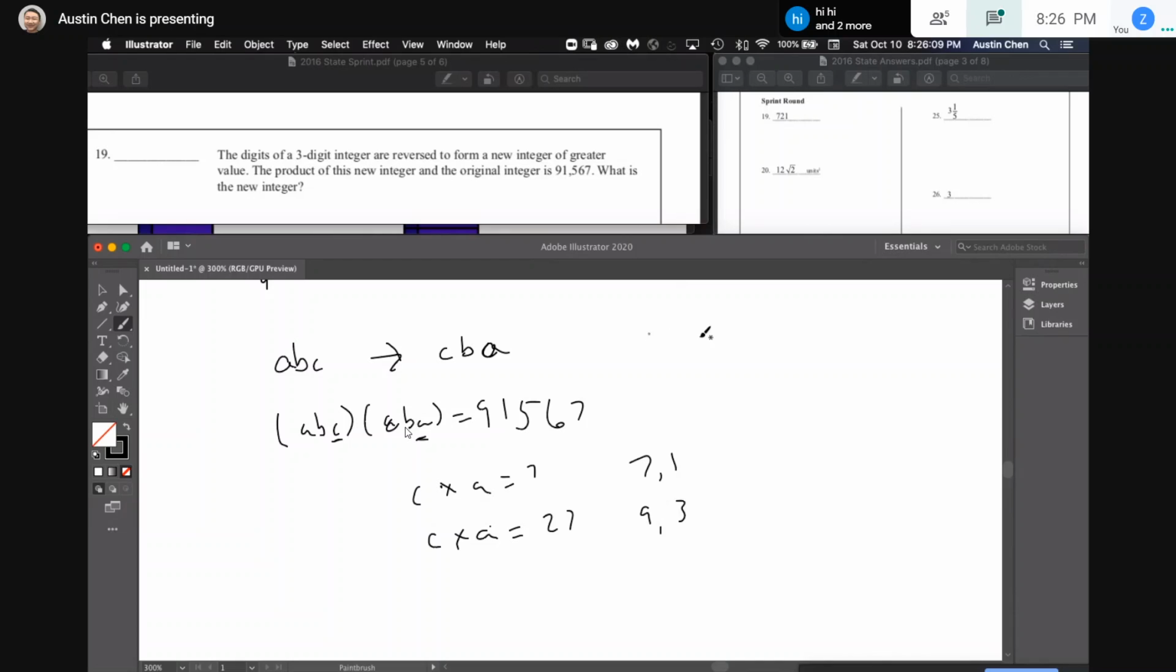Well, C has to be 7 and A has to be 1, right? Because our new integer has to be a greater value. So C would correspond to 700 and A would correspond to 100, right? So if we had 7 and 1, then C has to be the bigger one. So then we have 1B7 and 7B1, and they multiply to 91,567.